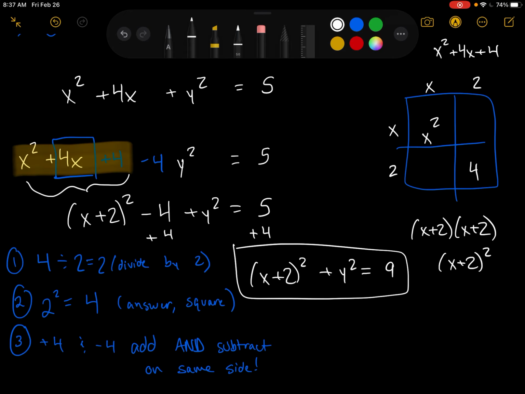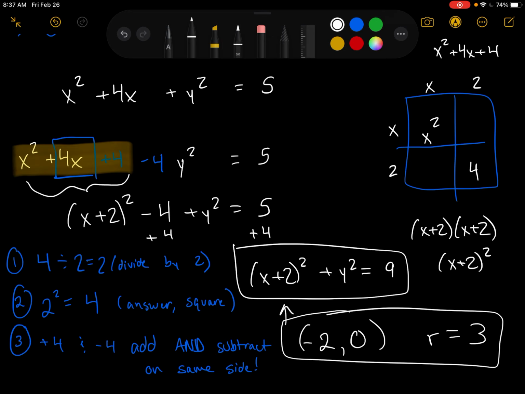And the reason why we did this is now we have this in a form that we can use. We know that our x value is going to be minus 2. We know our y value is 0 because it's just y squared. There's no parentheses there. And then now we also know that our radius equals 3. So we did all of those things together to get that as our final answer, following those 3 steps.